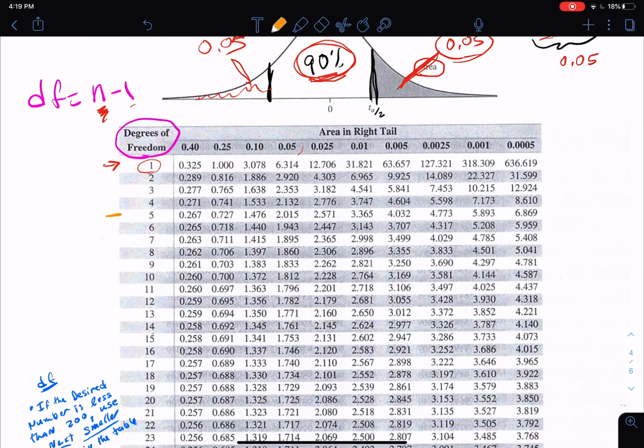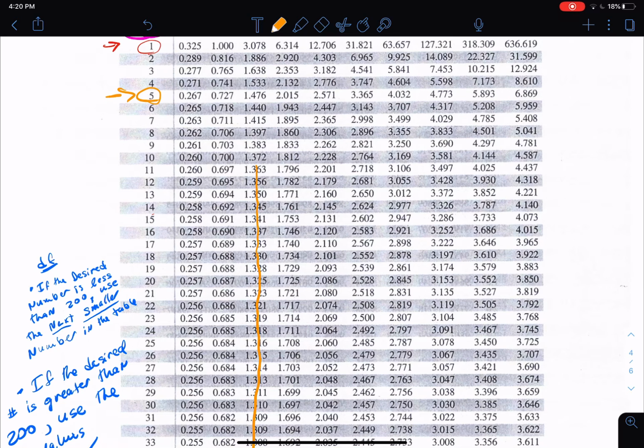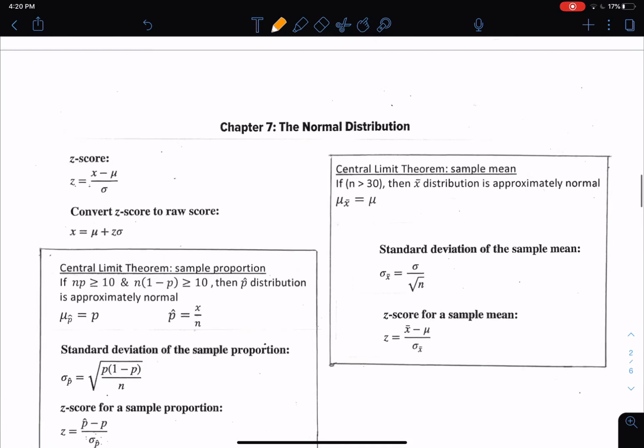Degrees of freedom 5, right there. And I'm going to go down here and find the confidence level is 80%, so it's going to be this way. And there it is. Now, what does this mean up here? Well, this just means that the area in the right tail is 0.10. But you don't really have to know that because they tell us 80% confidence level already. So this is our answer, 1.476.